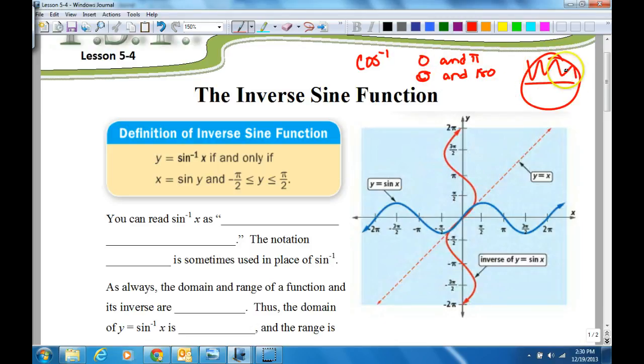So for sine, you use the bottom? Nope, sine you use the right half. Okay? Sine, we're only looking at the right half. Cosine, we're looking at the top half. So sine is between negative pi over 2 and pi over 2. Sine would be in quadrants 1 and 4. Cosine is in quadrants 1 and 2.